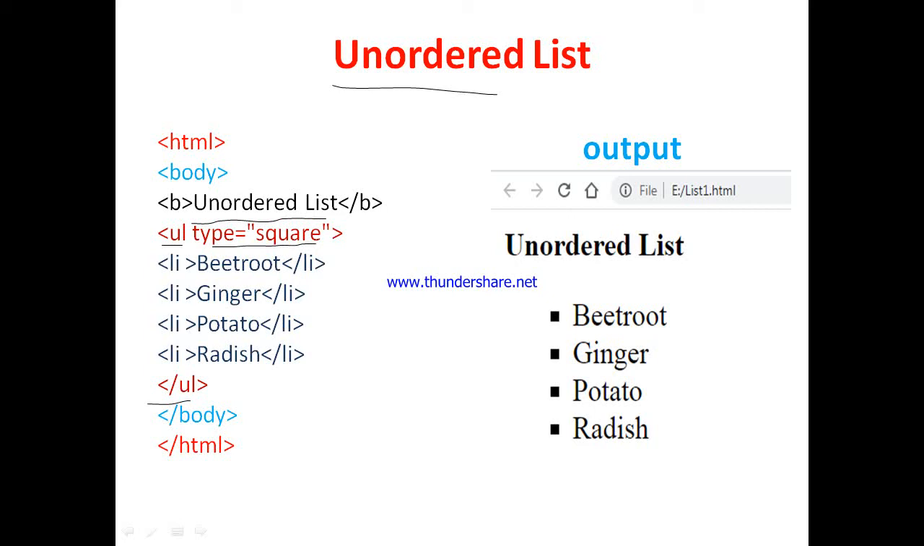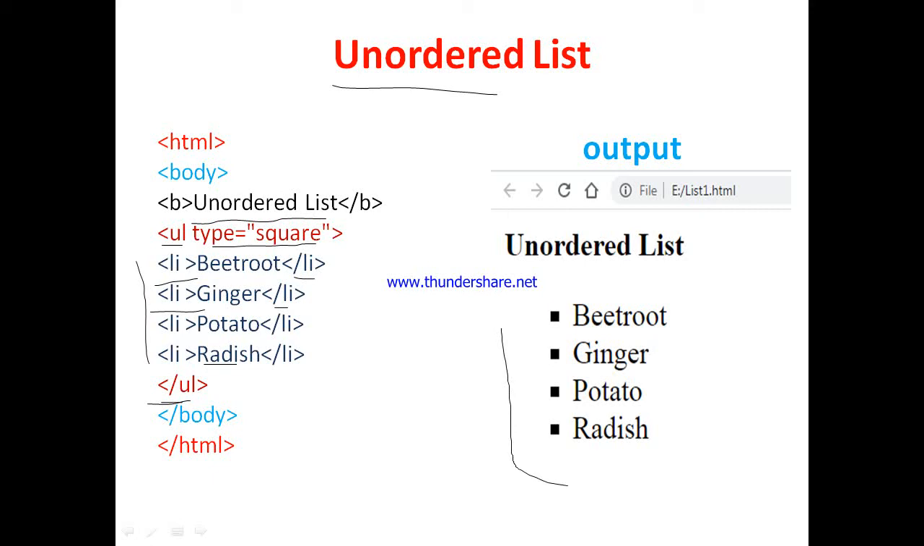Here the UL tag is closed, and in between the UL tag we have defined the 4 list items by using the li tag, opening li tag and closing li tag: beetroot, ginger, potato and radish. After saving this program using the .html extension and running it, we get the output, that is this one.